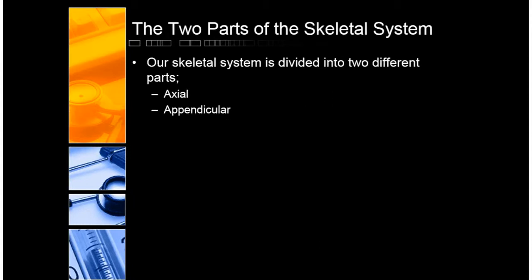Now, a very important thing about the skeletal system in general, it's divided into two different parts. A skeleton called the axial skeleton, and another one called the appendicular skeleton. And I'll show you in this picture.